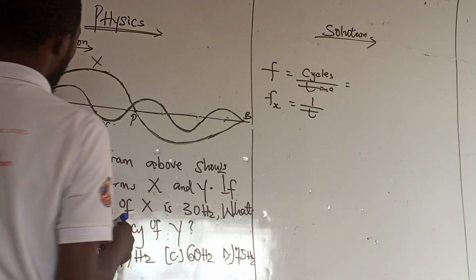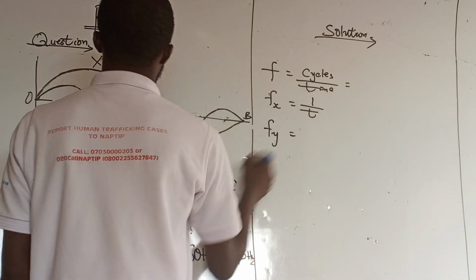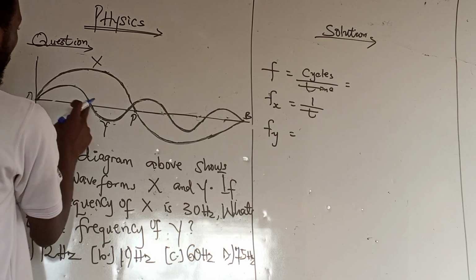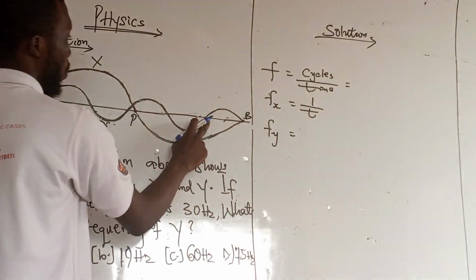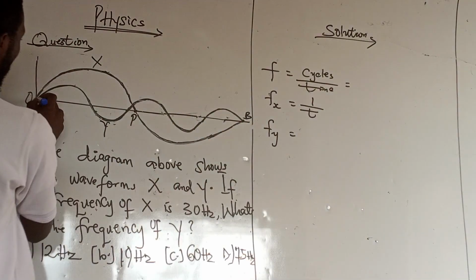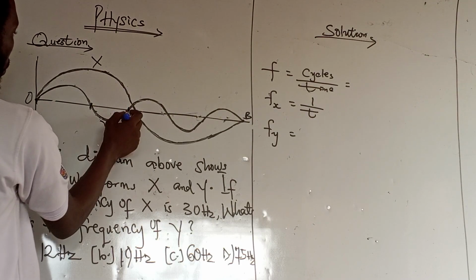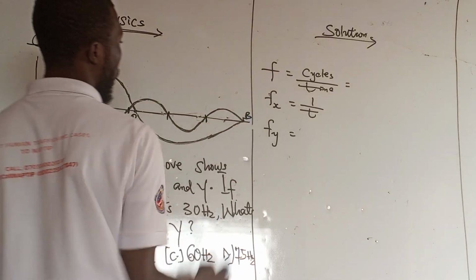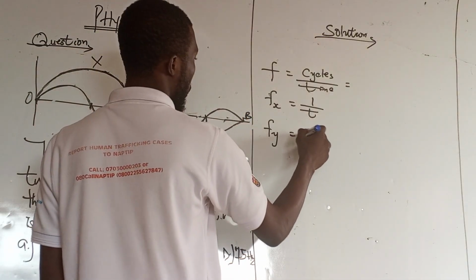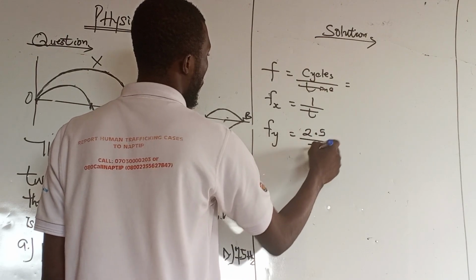And for the second wave, let's call the frequency fy. How many cycles do we have? We have half, complete, 1.5, 2, and 2.5. Look at it from here to here is half. Then this is a complete cycle, that is 1 cycle, 1.5 cycles, 2 cycles, and 2.5 cycles. 2.5 simply means 2.5 all over the time taken.